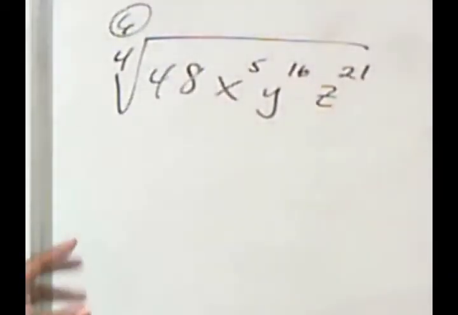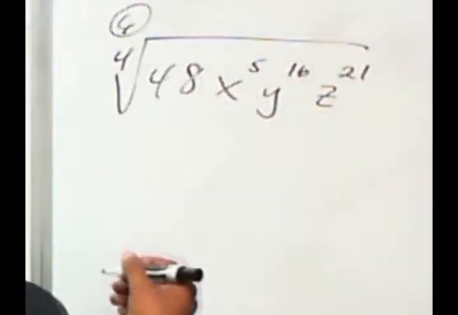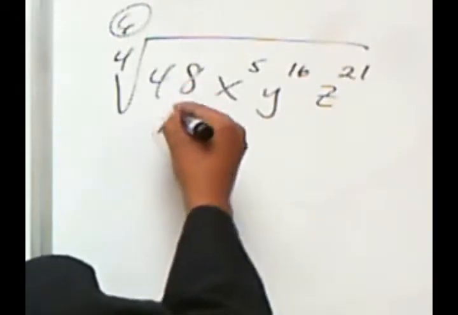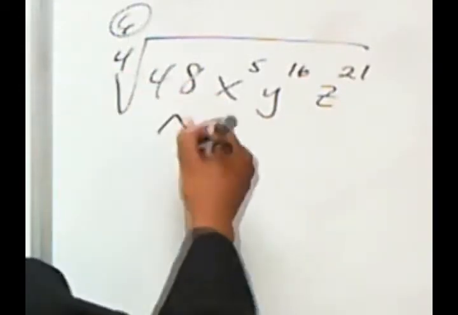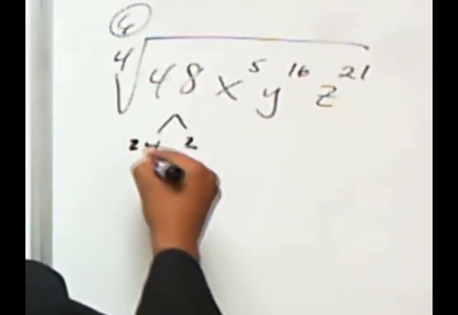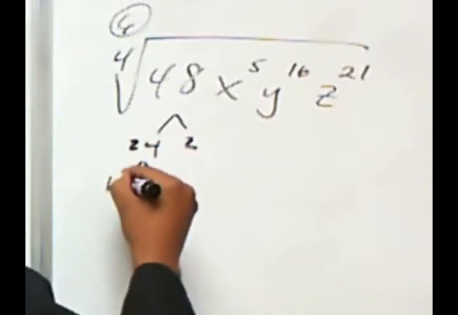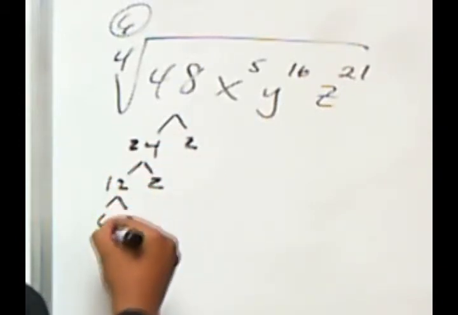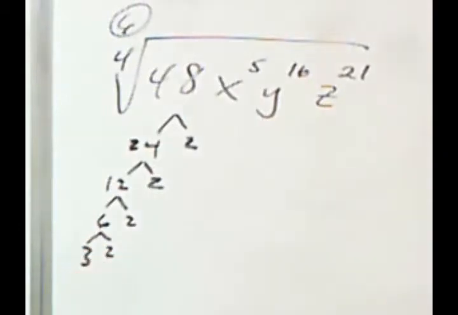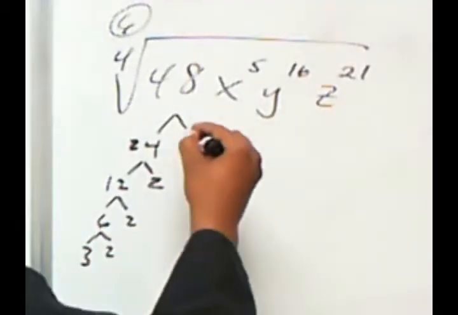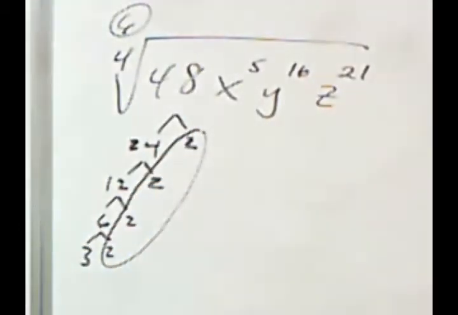Number 6, we're going to simplify this. So first I'm going to start by factoring the 48, see if I can find any perfect fourths. So we get 2 times 24. 24 gives us 2 times 12. 12 gives us 2 times 6. And 6 gives us 2 times 3. This will give me 2 to the 4th here.